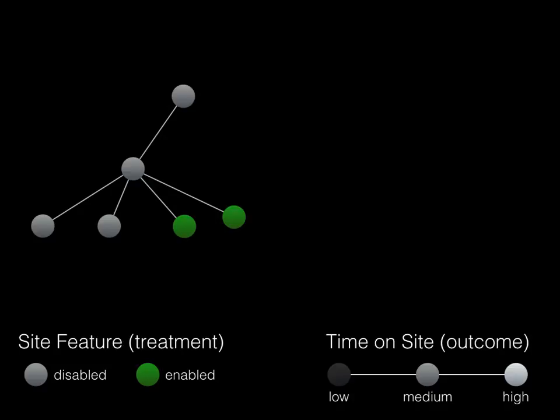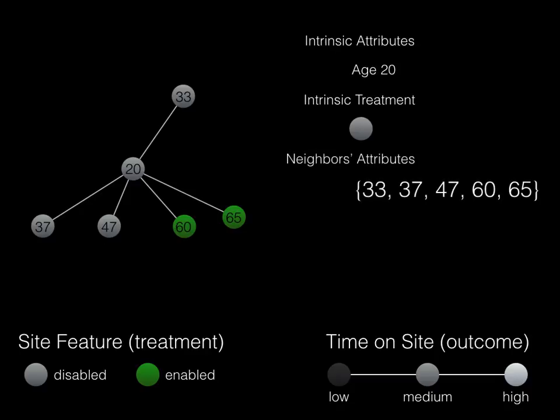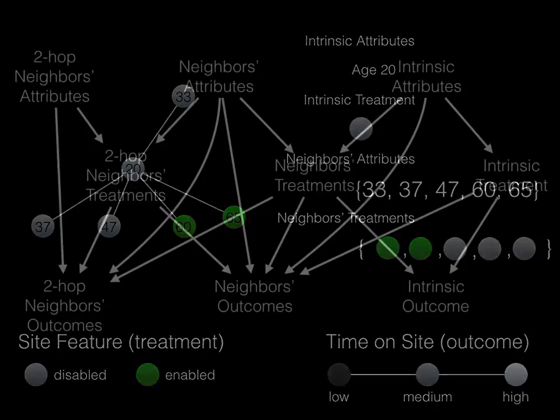Our approach begins by constructing a templated representation of a network. This representation contains the intrinsic attributes of a node, such as the ages of each user, the intrinsic treatment of that node, multisets representing the attributes of neighboring nodes, and multisets representing the treatments of neighboring nodes.